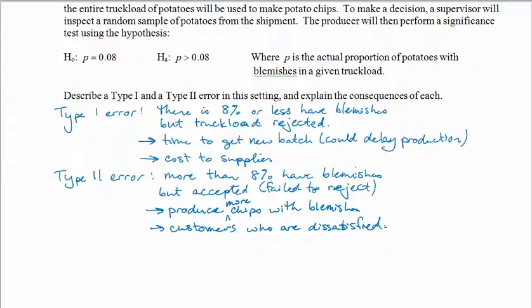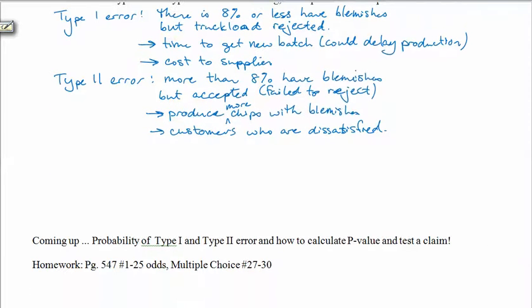Okay, so at this point, I'd like you to give the homework a try. You've got page 547, 1 to 25 odds, multiple choice 27 to 30. In our next video, which will be coming up soon, probability of type 1 and 2 errors, and testing a claim. All right, that's it.